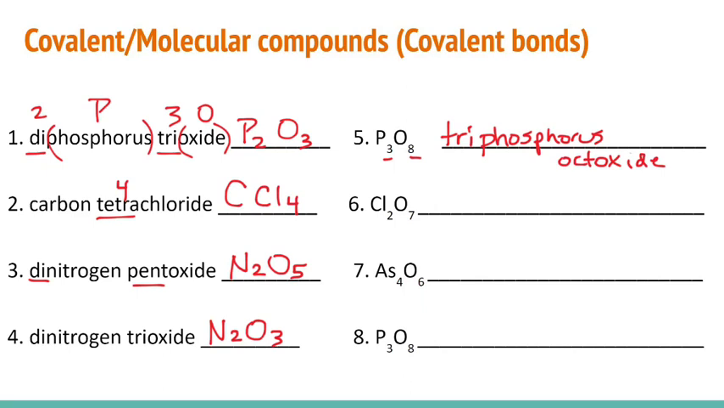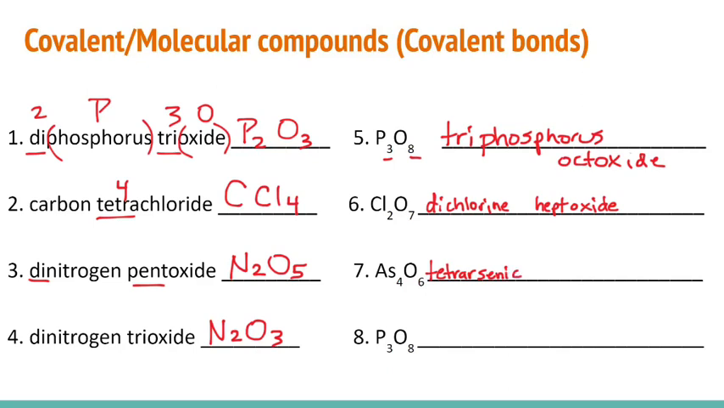This next one, we've got 2 chlorines, so that's going to be dichlorine. And then 7 oxygens. 7 is hepta. And we might drop that A for our oxide here. Dichlorine heptoxide. Then we've got tetraarsenic, but I'd probably drop that second A.